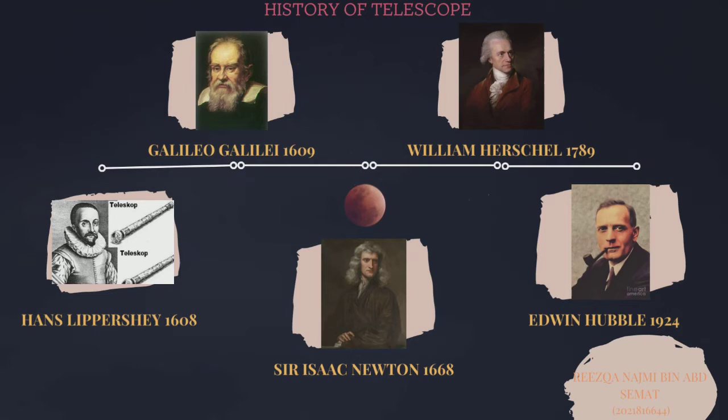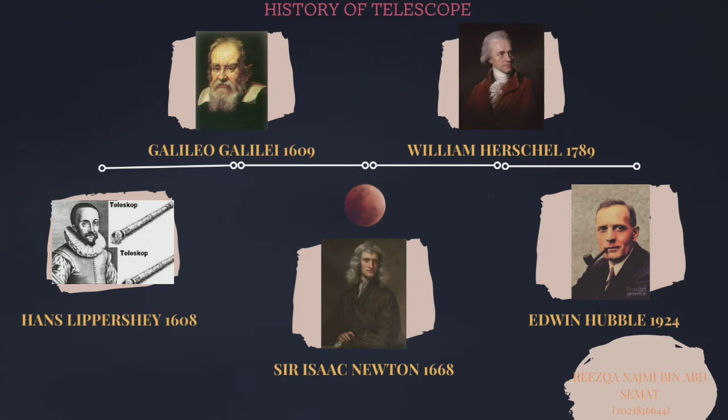So now I will talk about the history of the telescope. Hans Lippershey was the first person to patent a telescope in 1608. According to the legend, he conceived of the idea when seeing two children holding up two lenses that appeared to make a distant weather vane appear closer.